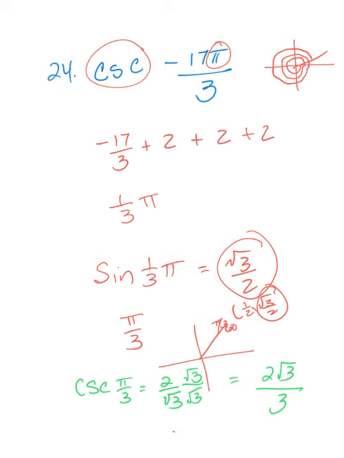But I know that 1/3 pi is the same as 60 degrees. Everybody got that? And I know the sine of 60 is root 3 over 2. Got it? Well, what is 1 over root 3 over 2? Put that in your calculator and get the ugliest decimal you've ever seen.